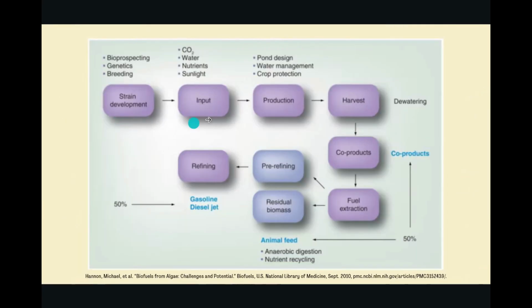This is the diagram of this process. First, you're going to develop the strain. This is the species of algae that is most suited to this process. You want this strain to be easy to maintain, so it doesn't require too much energy to create the fuel, and you want it to produce a lot of oil. That way, more fuel is produced for less energy.